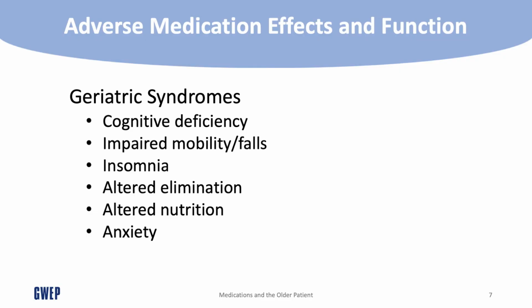When we talk about adverse medication effects, I want to make sure that we understand how they affect older patients' function. I think about geriatric syndromes. Geriatric syndromes are a group of symptoms that older patients have, and some of the common geriatric syndromes that are affected by medications are cognitive deficiency, impaired mobility and falls, insomnia, altered elimination, altered nutrition, and anxiety. And we could also add depression to that as well.